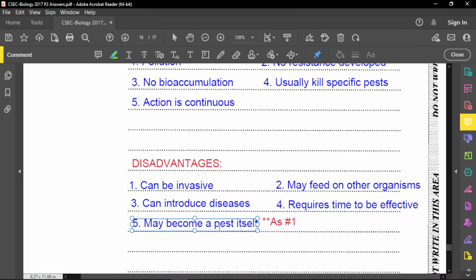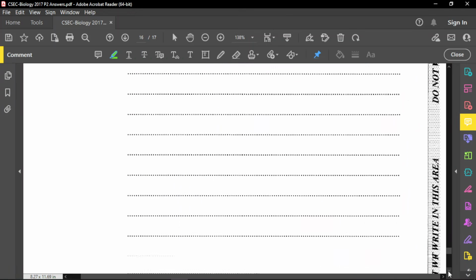Number 5 now: it may become a pest itself. So what they use to control one pest may become so large in number, or populate so fast, that they themselves may become pests for another crop or another animal. They themselves can become pests or become invasive. So they're pretty much similar, but they're kind of different. Invasive is different from being a pest itself, slightly different. All right, and so I think we have one other piece more to talk about, and we finish.